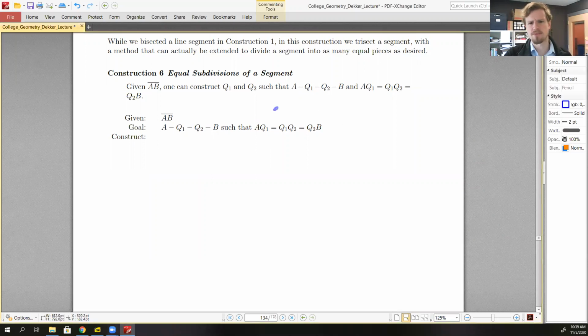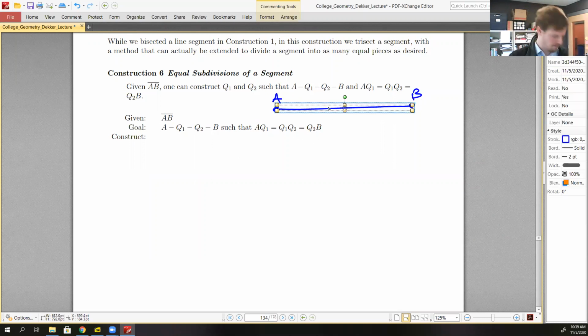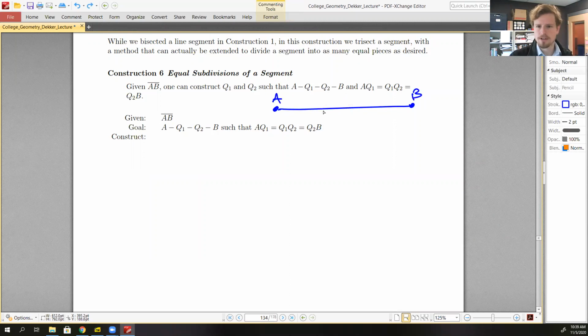So what I'm saying here is if we have a line segment from A to B, and we want to split it up, in this case, into 3 line segments. So we want to find a point, let's call it Q1 and point Q2, so that each of these pieces are congruent. A to Q1 is the same distance as Q1 to Q2, which is the same distance as Q2 to B. So that's what we want to do.